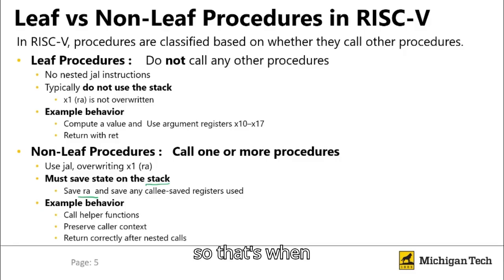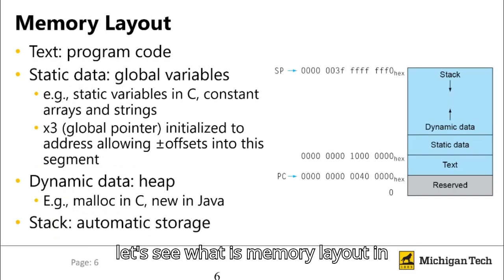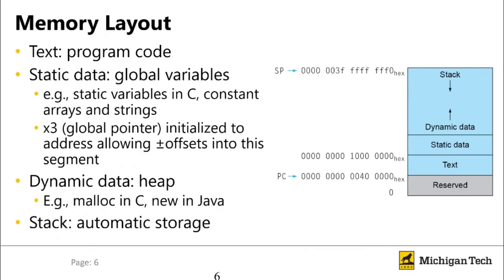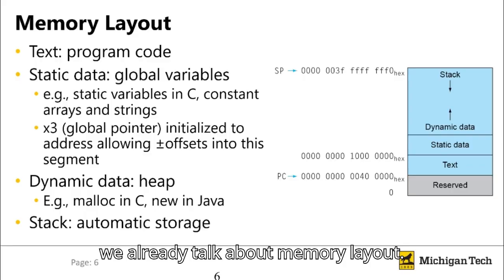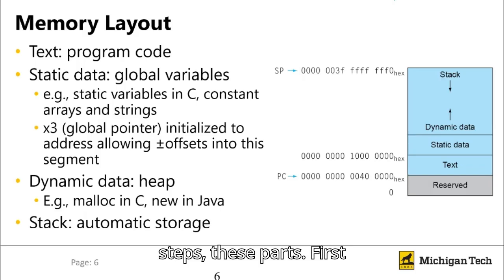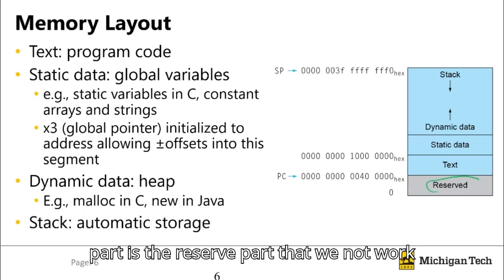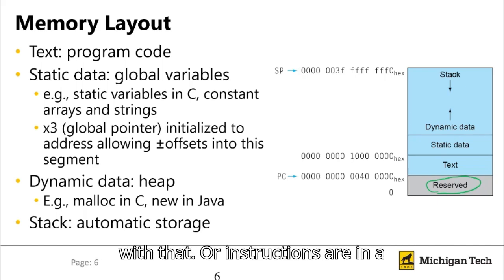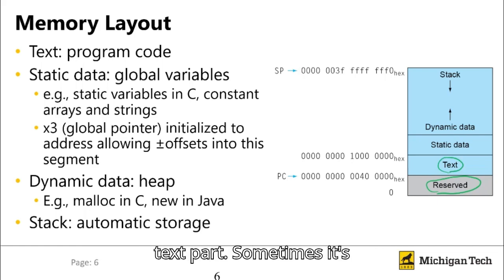Okay, so that's when we're dealing with actually non-leaf procedures, and we need to return correctly. Okay, so let's see what the memory layout is in this part. So we already talked about memory layout. Memory layout in RISC-V has these parts. First is the reserved part that we do not work with, then the instructions are in a text part.